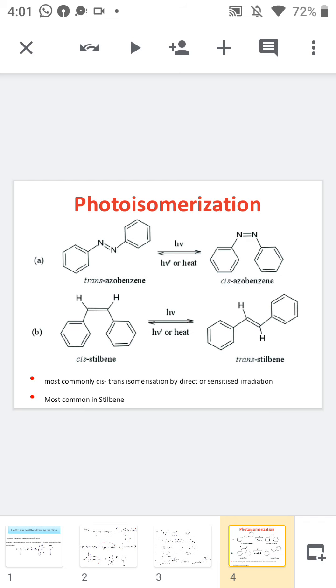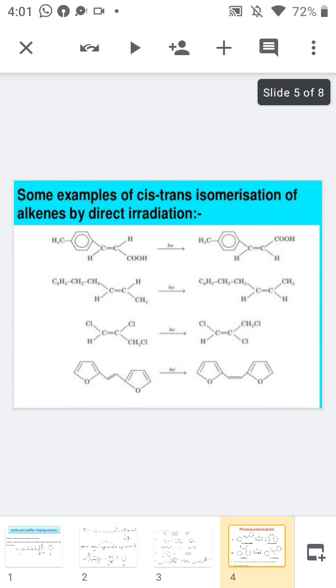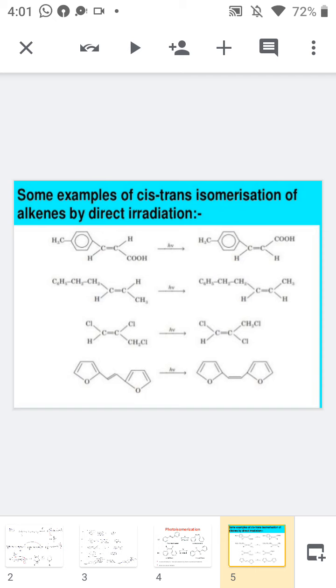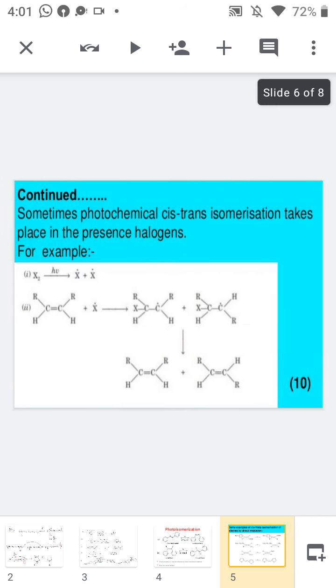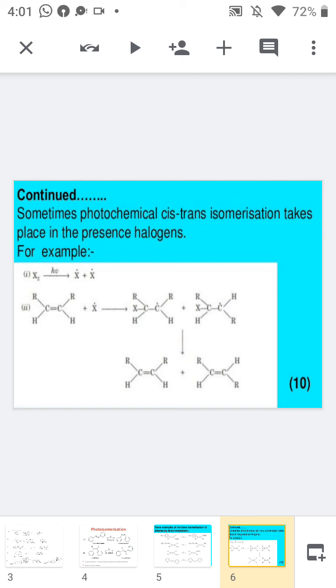Okay, now these are some of the examples of photoisomerization. Here also the cis-trans isomerism occurs in the presence of radiation. Sometimes the cis-trans isomerism, that means the photoisomerization, occurs in the presence of a halogen. Halogen is used for the cis-trans isomerism along with radiation.